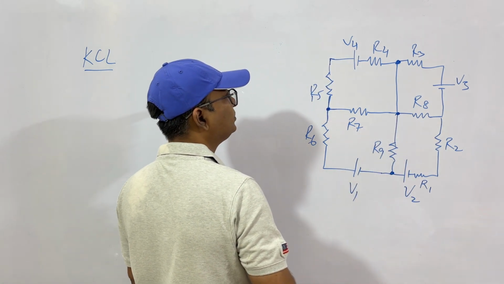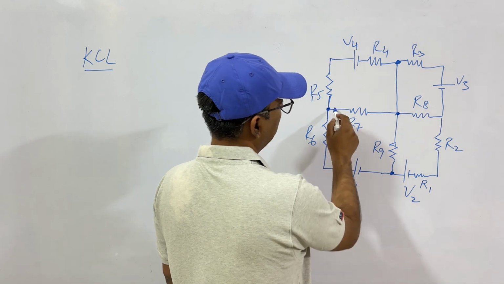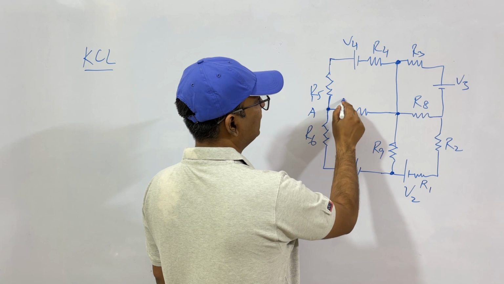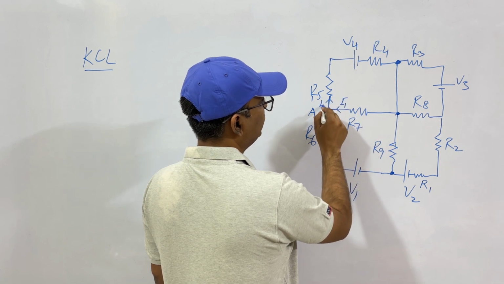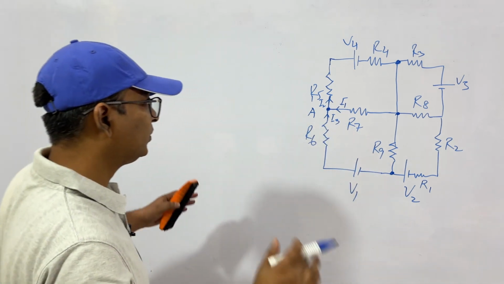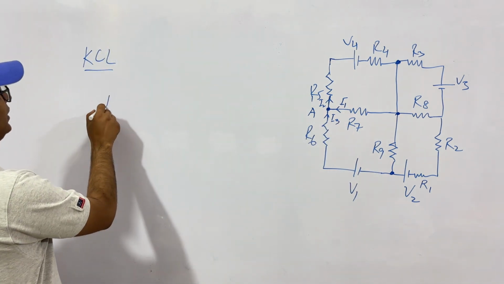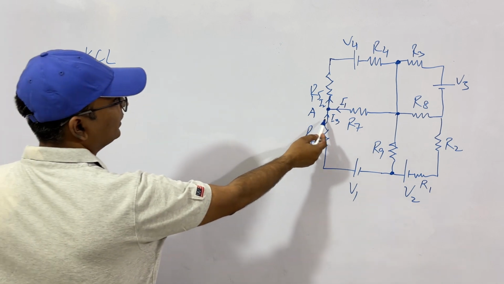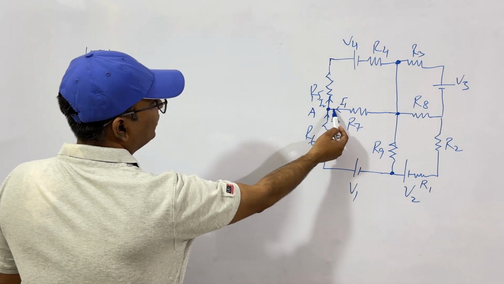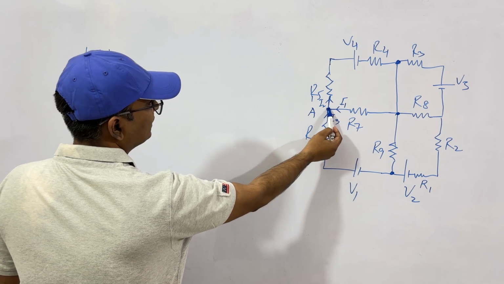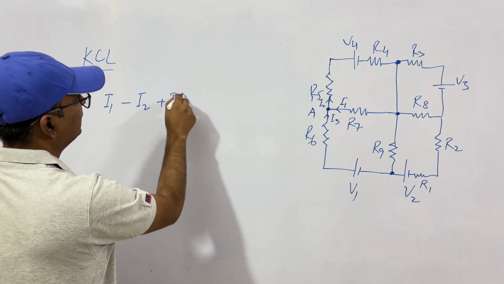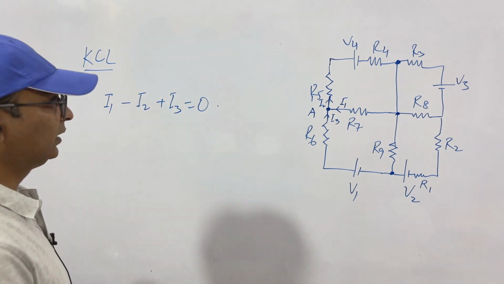Now let's say this point is junction A. At this point, let's say this is I1, this is I2, and this is I3. I told you the algebraic sum of all incoming currents is zero. So incoming current you will take positive. I3 is also positive, but I2 is outgoing. See, I1 is entering the junction, I3 is entering the junction, but I2 is leaving. So I2 will be negative. I1 minus I2 plus I3 is equal to zero. This is Kirchhoff's current law.